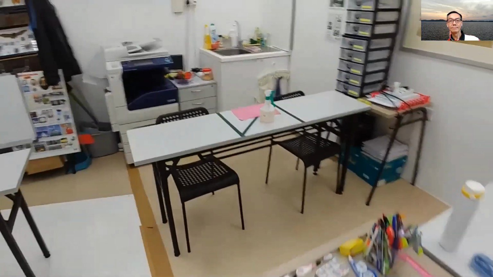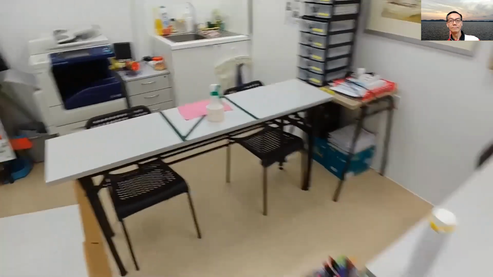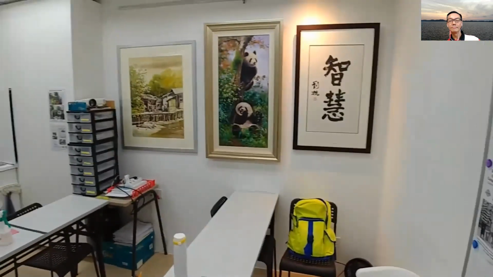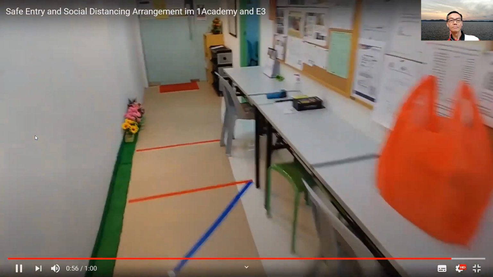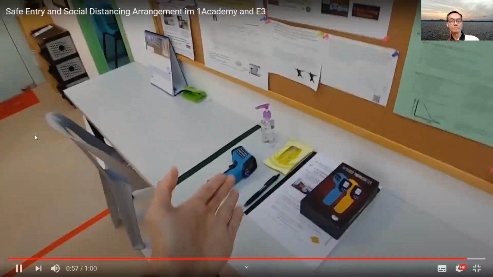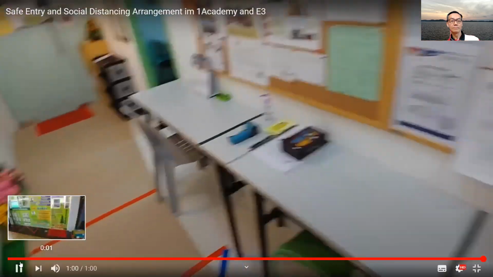We have sanitizer and disinfectant here, and this is the teaching environment. And look here, this is our thermometer for temperature taking and hand sanitizer for students to use.